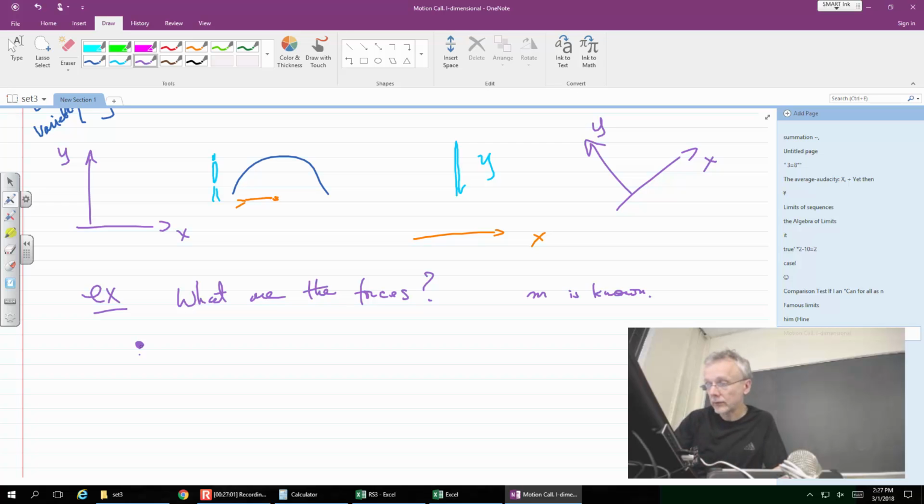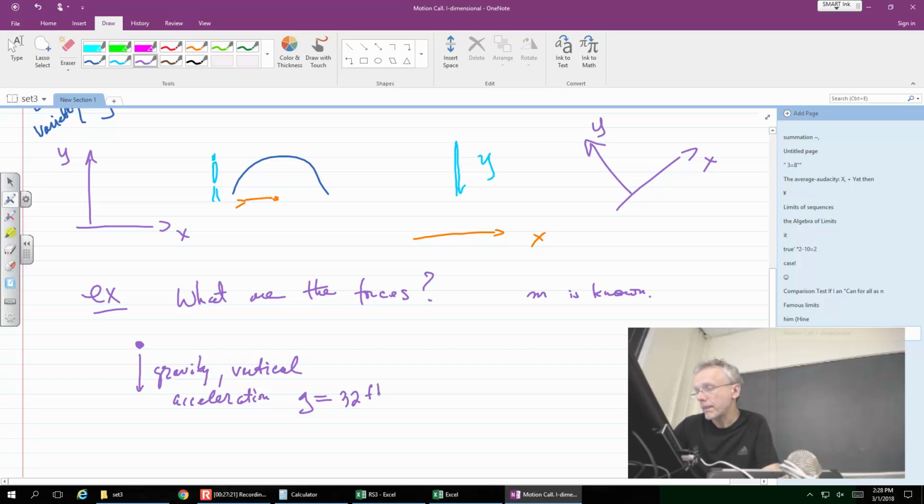Gravity. Okay. What else? So it's vertical, and acceleration is g, which is 32 feet per second squared. Except it will be negative, right? So it's negative. g is just the positive part. So any other vertical forces? Assuming that it's in a vacuum, so we don't want to deal with air resistance.